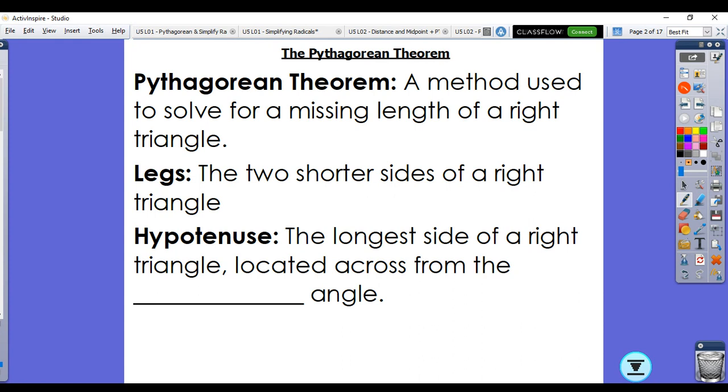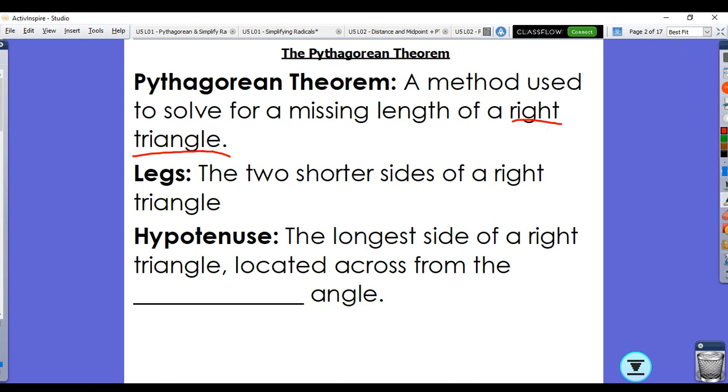But the Pythagorean theorem was discovered or kind of created by Pythagoras long time ago, and it helps us to find missing sides of a right triangle. And that's the first thing that we want to note here, is that it has to be a right triangle. This does not work with acute triangles or obtuse triangles. Has to be a right triangle.